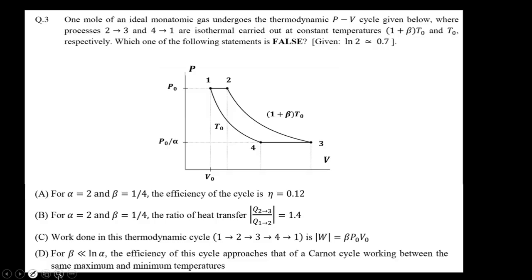Let us see the third question. So the third question is related to thermodynamics as given. Mostly it's about the efficiency of a cycle. By looking at the diagram, we can say that 1 to 2 is an isobaric process. 2 to 3 they have given isothermal. Even 4 to 1 is also isothermal as given, and 3 to 4 is again isobaric. So the temperature for 4 to 1 is T naught, 2 to 3 is 1 plus beta T naught, and here the pressure value is given as P naught by alpha. Which of the following statements is false, they are asking.